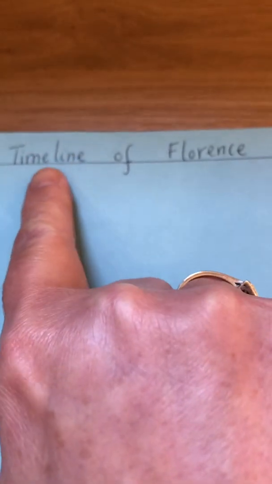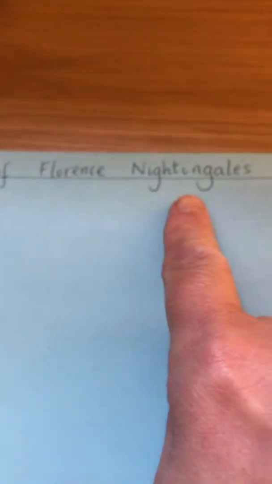So I've got a long piece of paper here and I've written a title at the top, Timeline of Florence Nightingale's Life. If you don't have a long piece of paper like this, just join some pieces together with sellotape. Now, there's different ways you can do this timeline. You can either use post-it notes like we did yesterday and draw your own pictures of things that happened in Florence's life and then stick them on in the right order.